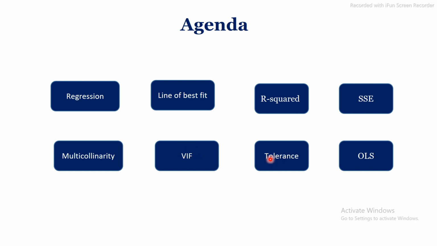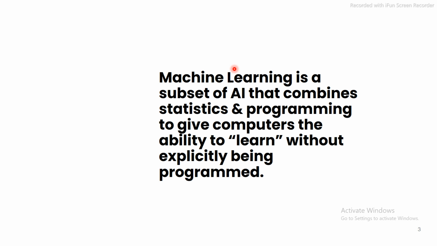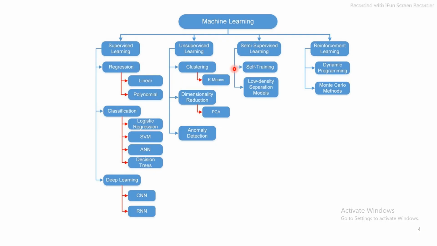And there are some terms called tolerance and OLS, which is ordinary least squares. I'll let you know what these are. These are some of the important terms you come across when you read about regression analysis, which is nothing but a basic machine learning algorithm. You all know what machine learning is, so I'm skipping it. I have shown you the machine learning part: supervised, unsupervised, semi-supervised, reinforcement learning.